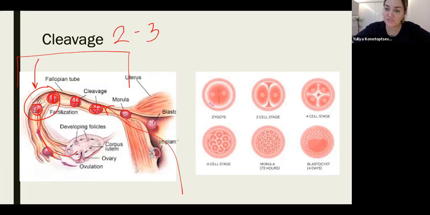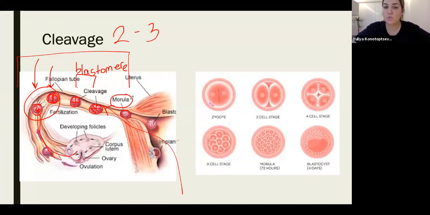And the names of the structures are the following. You have zygote. Zygote becomes 2-cell stage. 2-cell stage becomes 4 and 8. Together they have a name. They're called blastomere. So a structure that possesses 4 cells, this is called blastomere. And 8, it is also known as the blastomere. And the structure that possesses 16 cells is known as the morula.